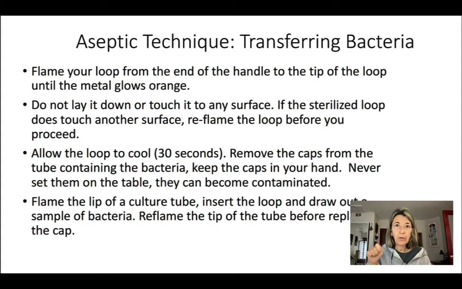So you take your loop and you flame it. So you pass it through the flame until it becomes red hot. It glows orange. And from that point on, you are going to keep your loop in the air close to the flame. You are not going to put it down because that would contaminate it again. You have to wait for the loop to cool, because if you put your red hot loop into your bacterial culture, that's going to burn your bacteria and kill them, so they will not grow. So you have to let it cool.